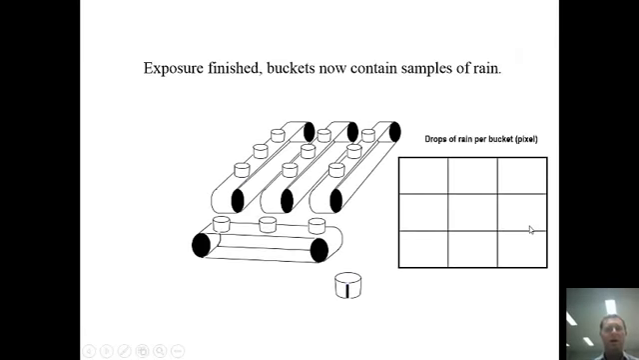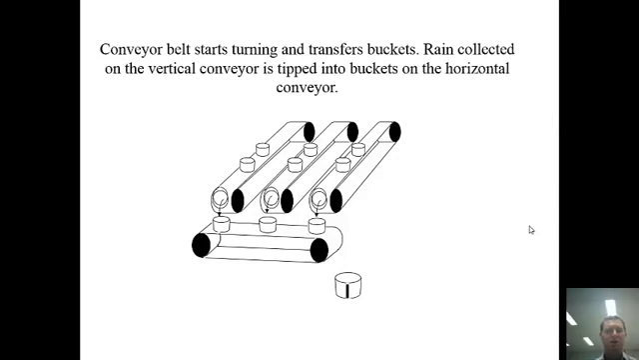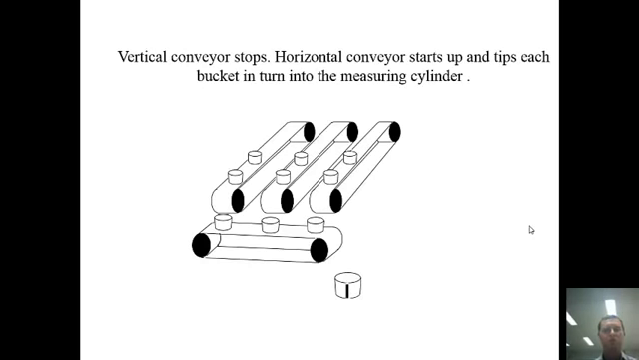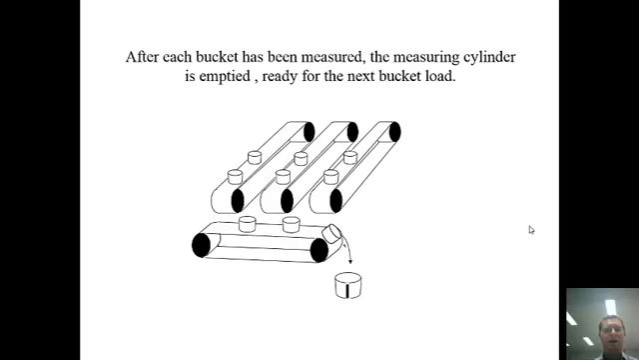So here we have the exposure is finished, and the buckets now contain some samples of rain. So what I'm going to do is I'm going to slowly bring those conveyor belts and bring the rain across onto a vertical conveyor, and it tips the buckets onto the horizontal conveyor. Okay. Then from there I'm able to stop and wait, and each bucket will be going to a measuring device, the measuring cylinder. So I know exactly how much charge is from every single one of those pixels, and that tells me how many photons fell on that pixel.